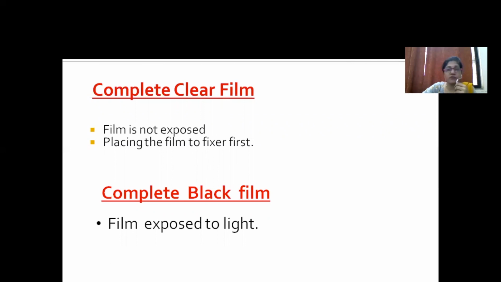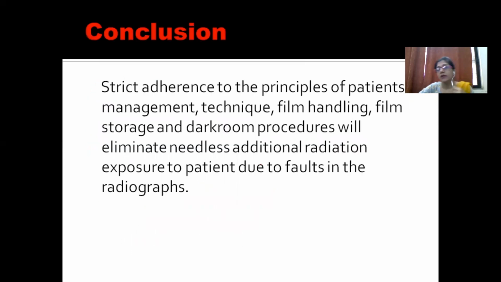Complete clear film. This is very classic. Complete clear film means the film is not at all exposed, or the film packet was placed in the fixer first. If someone is new to the darkroom and has placed the film directly into the fixing solution, it might be a complete clear film. Complete black film: the film was exposed to light, and it may be a complete black film. So this is all about the different types of errors or artifacts which lead to faults in the radiograph.